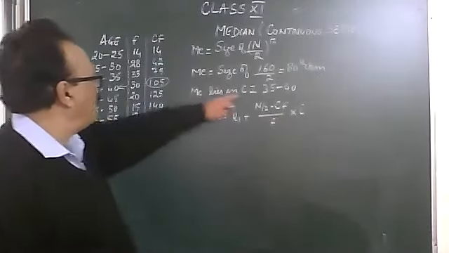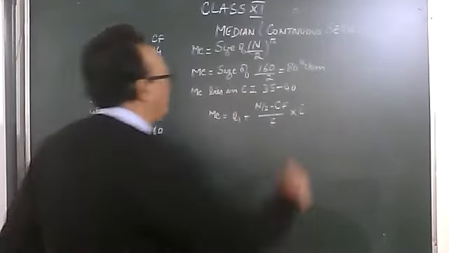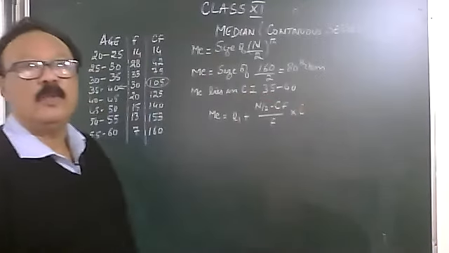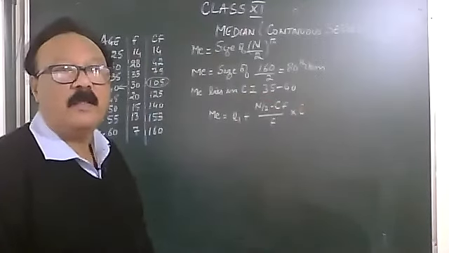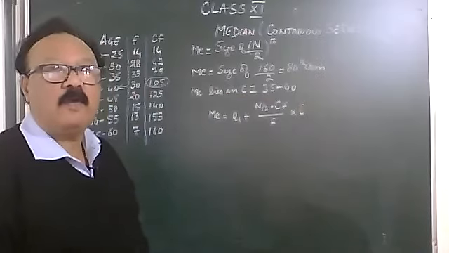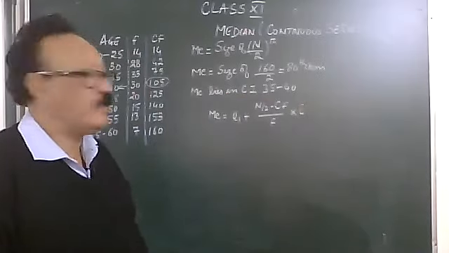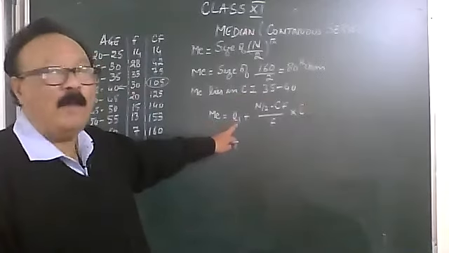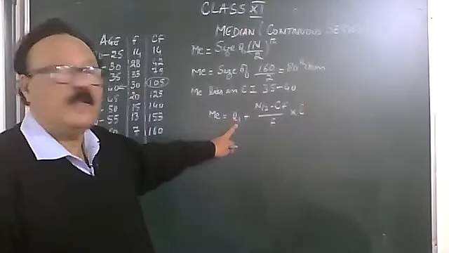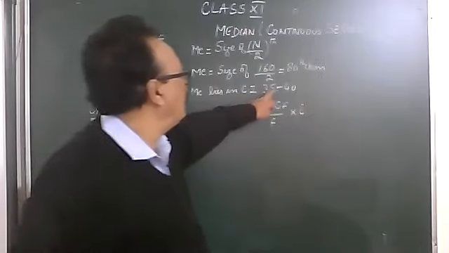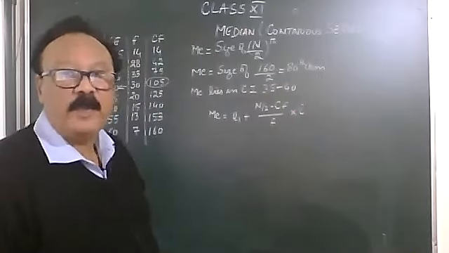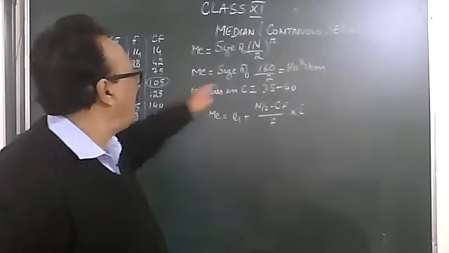To find out what is that median, we know any answer will be between 35 to 40. That is your clue. That is where the answer will lie. But what is that value? To find that value, we have what we call an extension of the formula, which is median is equal to L1, where L1 stands for the lower limit of the class. The class interval is 35 to 40. What is the lower limit? 35.